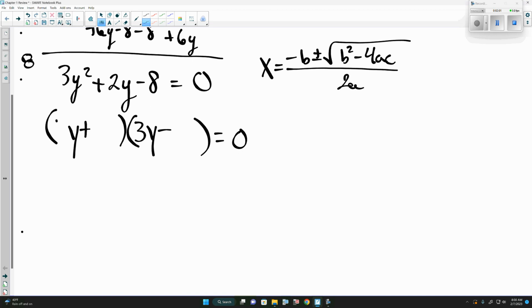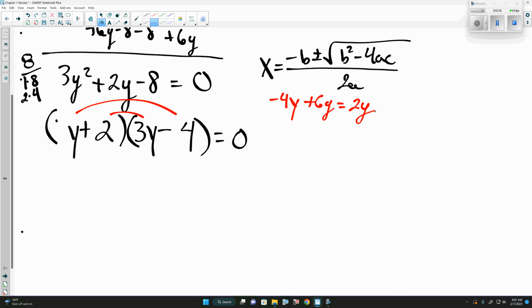Now factors of 8 are 1 and 8 or 2 and 4. If I had to guess, I'm going to say 2 and 4. Because I know 4 times 3 is going to be a little bit big, so we can try this here. Now, we can check it just to make sure. Y times negative 4 is going to be negative 4y. 2 times 3y is going to be plus 6y, which does give us a positive 2y.